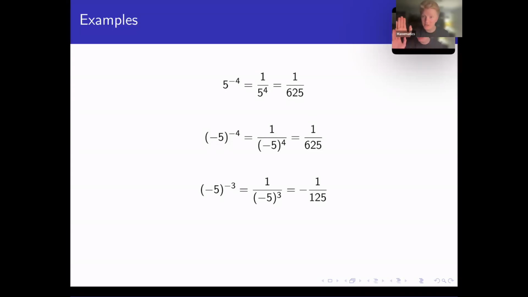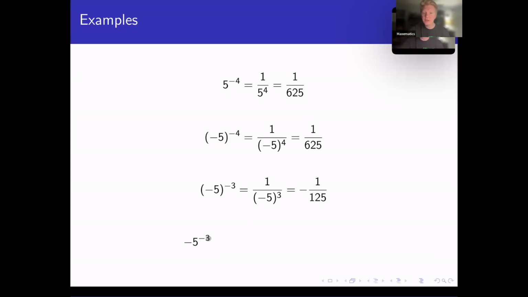You can also write 1 over negative 125. That is completely correct. It's just that when either the numerator or denominator is negative, it looks a little nicer to write that negative on the outside. But if you were to write 1 over negative 125, that is perfectly correct as well.